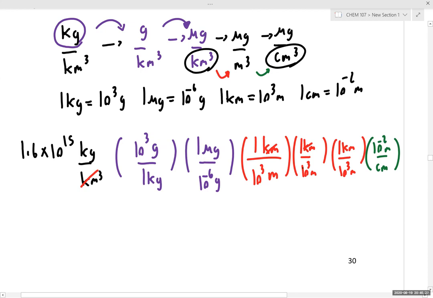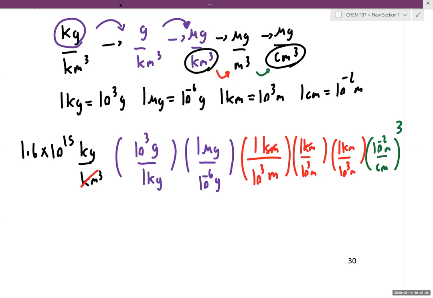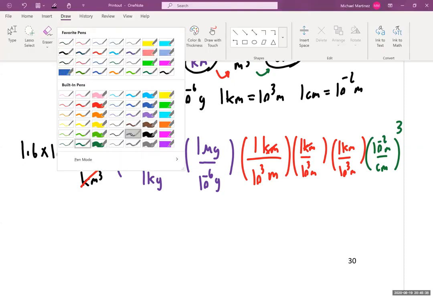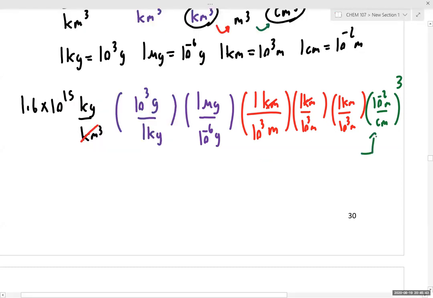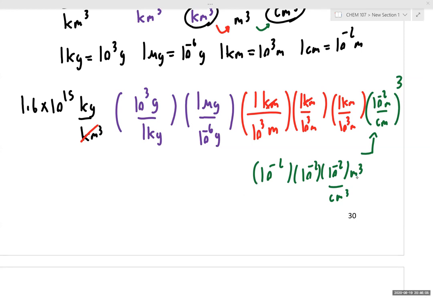Now, one other way, instead of writing out your unit conversion factor 3 times, is to instead cube your conversion factor. So let's unpack this a little bit. When we cube our conversion factor, this is equivalent to saying we have 10 to the negative second times 10 to the negative second times 10 to the negative second meter cubed per centimeter cubed. So cubing the unit conversion factor is essentially the same as multiplying it by itself 3 times.